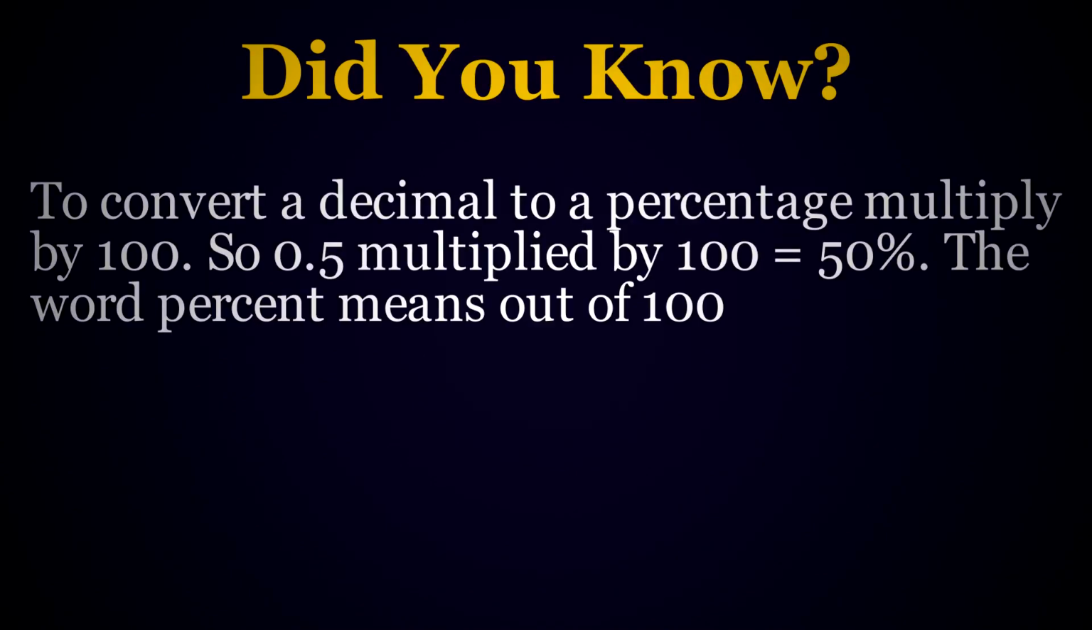Knowledge boost: to convert a decimal to a percentage, multiply by 100. So 0.5 multiplied by 100 equals 50%. The word percent means out of 100.